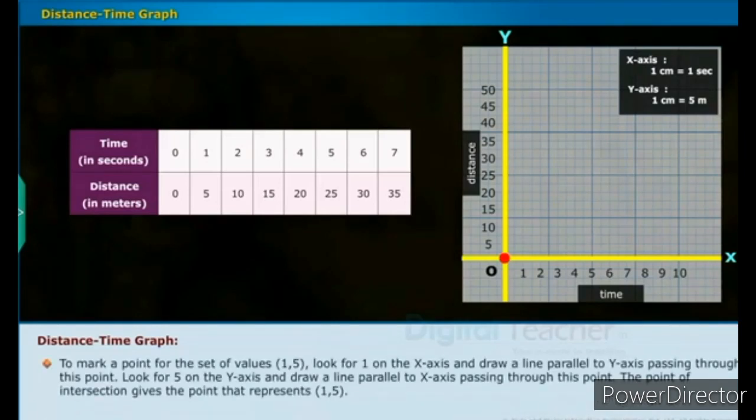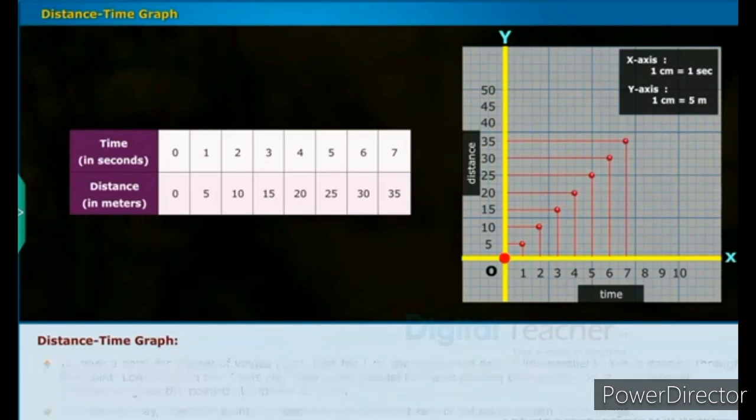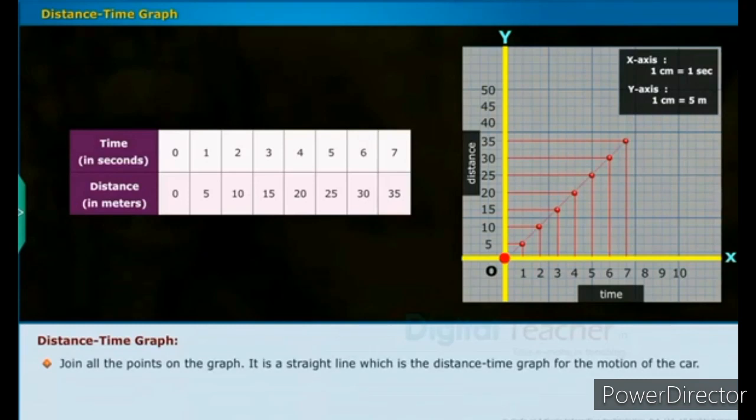To mark a point for the set of values 1, 5, look for 1 on the x-axis and draw a line parallel to y-axis passing through this point. Look for 5 on the y-axis and draw a line parallel to x-axis passing through this point. The point of intersection gives the point that represents 1, 5. In the same way, mark the points corresponding to different sets of values as shown in the image. Join all the points on the graph. It is a straight line which is the distance-time graph for the motion of the car.